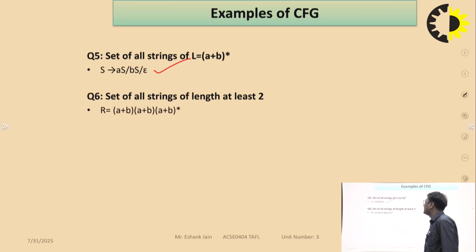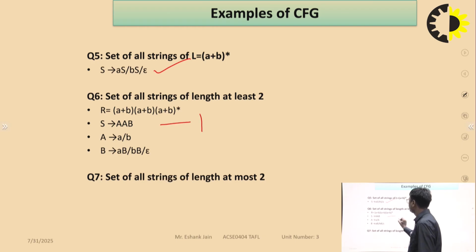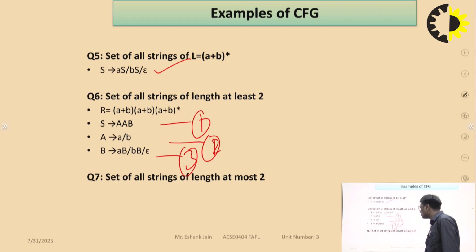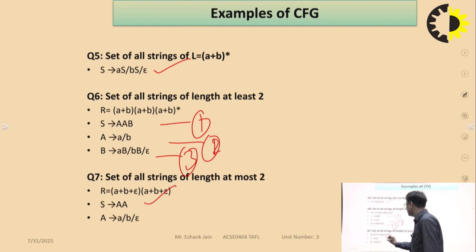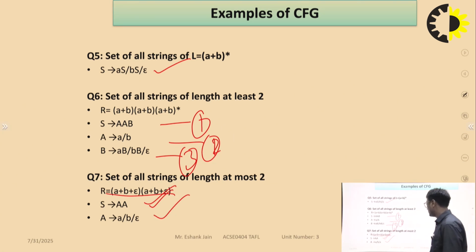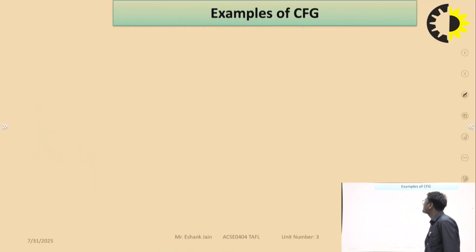Set of strings with at least 2 A's. These are the productions for at least 2 A's. Set of all strings of length at most 2. These are some regular expressions, then the productions. Examples of CFG. We can take more examples.